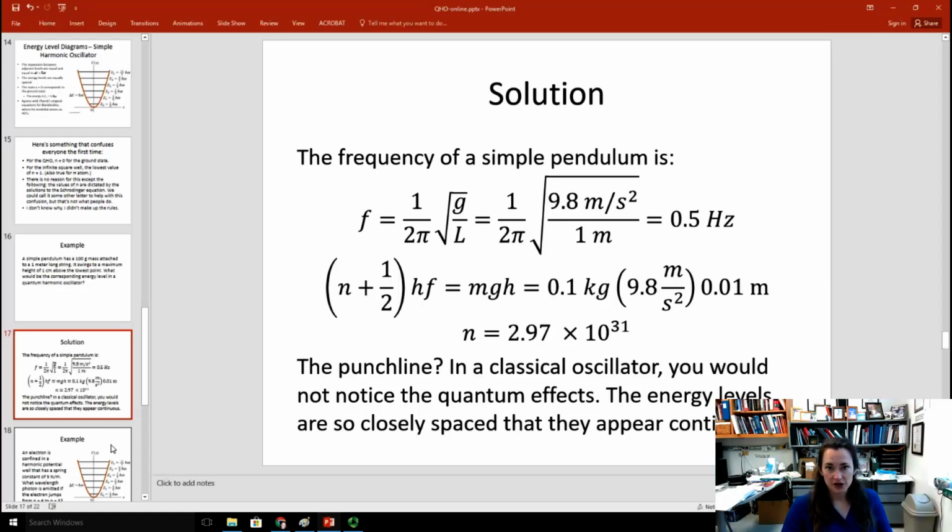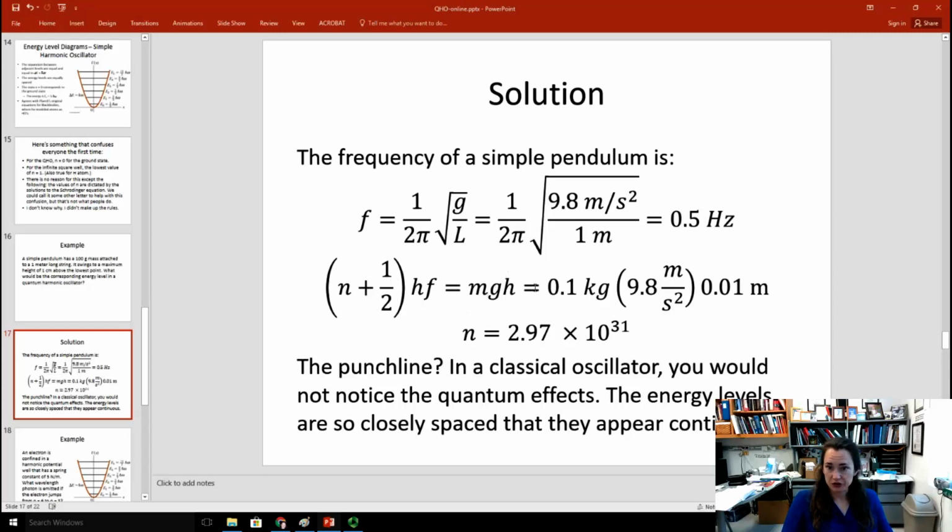So if you plug this in, you get a frequency for your simple pendulum of 0.5 hertz. Now, what you do to solve for what the energy level would be is you plug in the energy that the classical system has, and then set that equal to the equation for the energy levels in a quantum harmonic oscillator. So in other words, you have n plus 1/2 times hf, and that's going to be equal to mgh, the gravitational potential energy for a mass that would be, in this case, 1 centimeter above the origin.